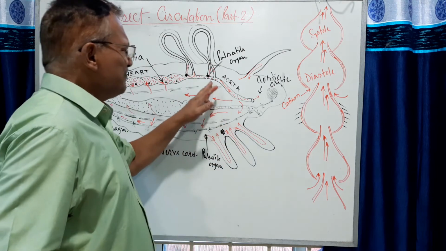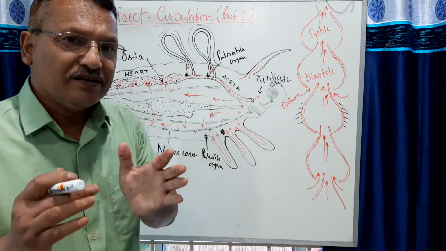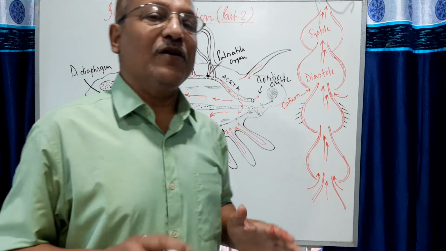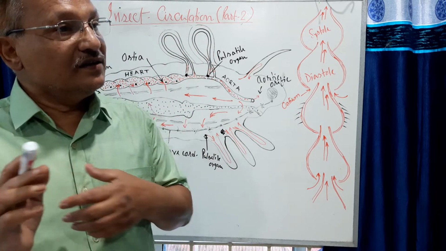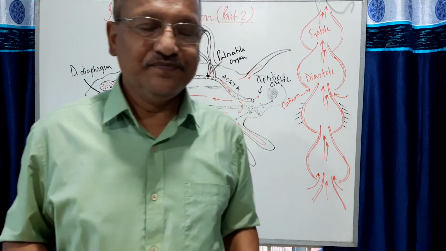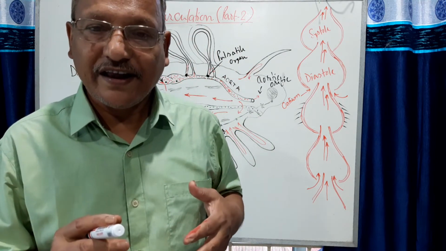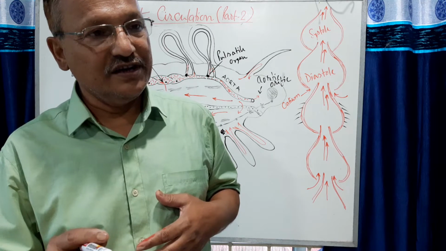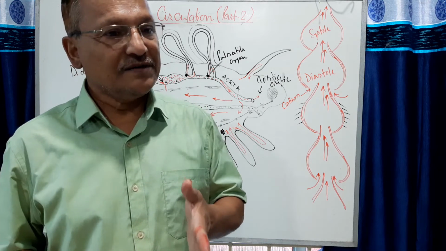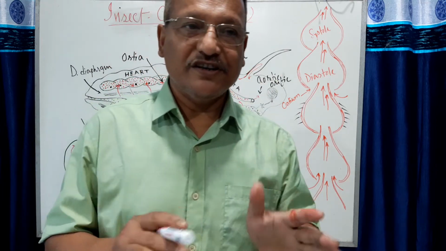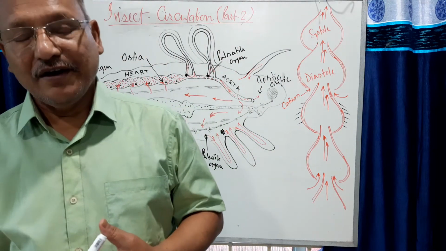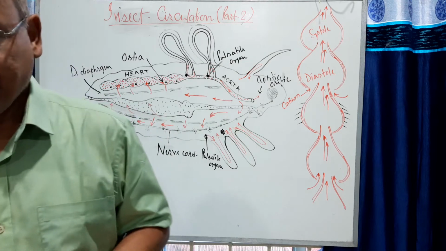So these pulsatile organs or the diaphragm are called auxiliary heart, because due to the pulsatile organ and the contraction of the diaphragm, blood or hemolymph also flows to the segmental organ. So it is called auxiliary heart.